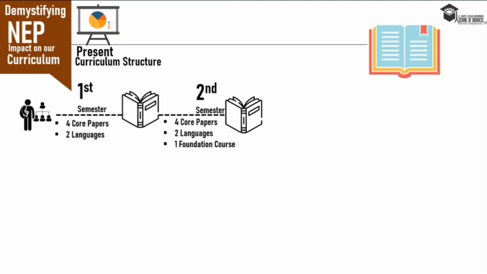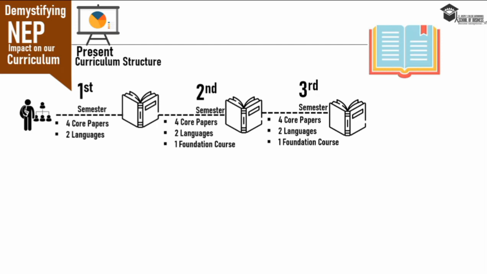In the second semester, in addition to core papers and languages, the student is also introduced to a foundation course. Foundation courses are trying to inculcate some sort of commitment to society and to the nation, trying to inculcate some sort of civic sense, trying to make the student a better citizen. So that's the reason this foundation course was introduced. What happens in the next semester, the third semester, the same structure continues. Students study 4 core papers, 2 languages, and 1 foundation course.